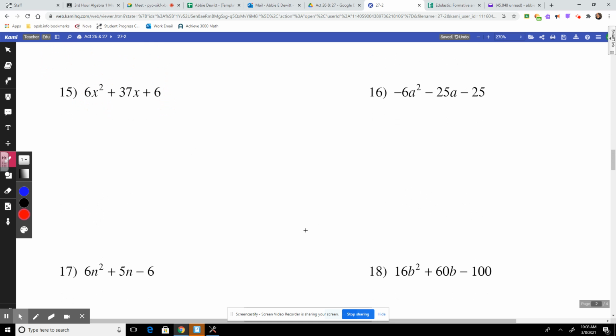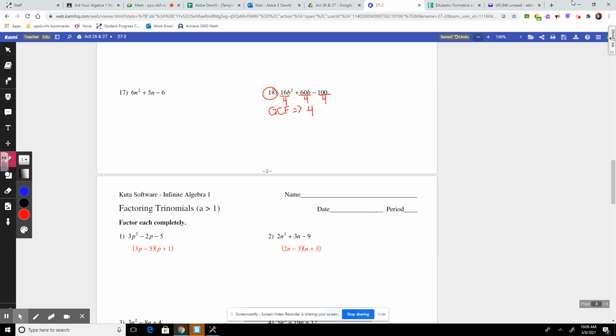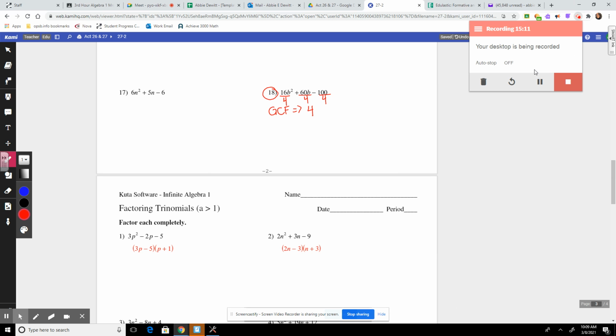Okay, and then number 16. Number 16 has a GCF, and that GCF is just -1. You need to factor out the negative. That's one of the rules in factoring: you've got to factor out the negative. And then number 18, I'm going to go ahead and give you that GCF. Number 18 has a GCF of 4. Each one of these terms, you can divide out a 4. Let's do it. Hold on just a second.